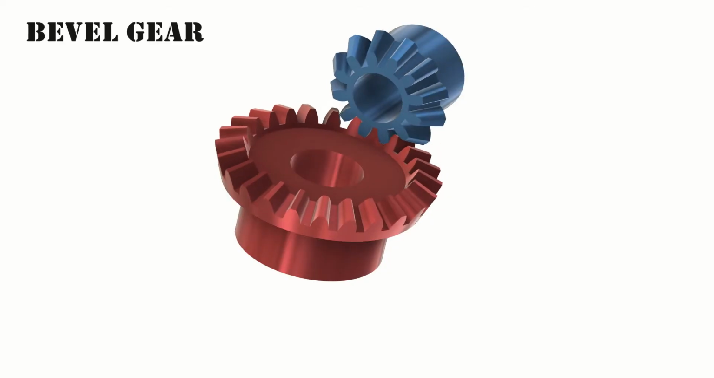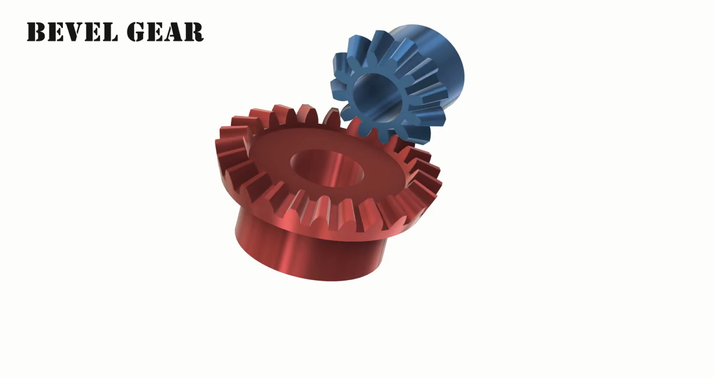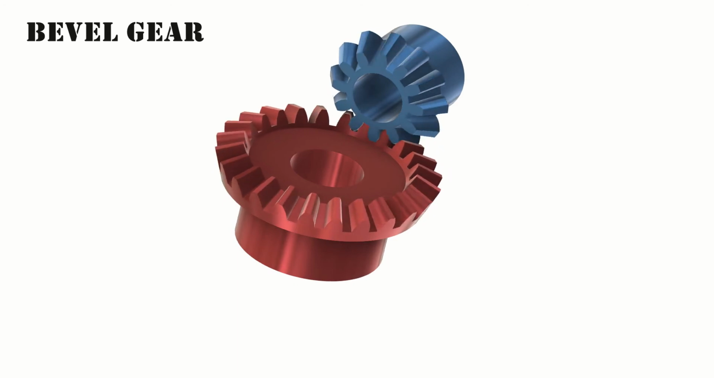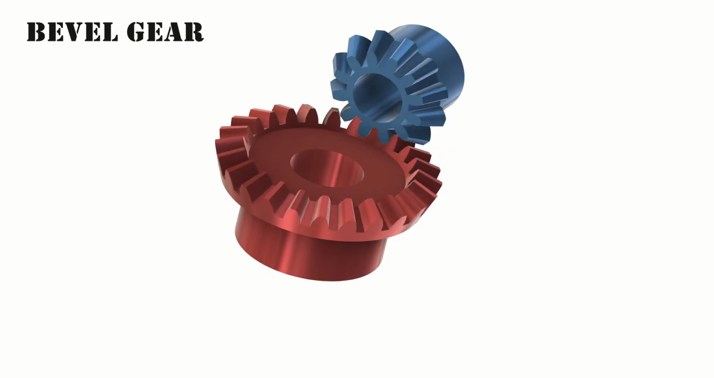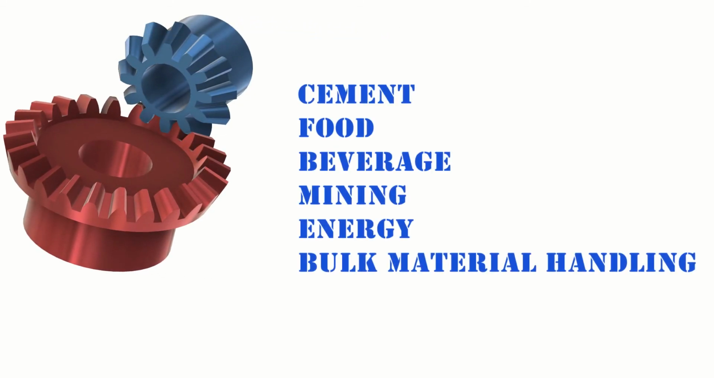Bevel gears are most commonly used to transmit power between shafts that intersect at a 90-degree angle. They are used in applications where a right-angle gear drive is required. The major production areas are cement, food, beverage, mining, energy, bulk material handling, etc.